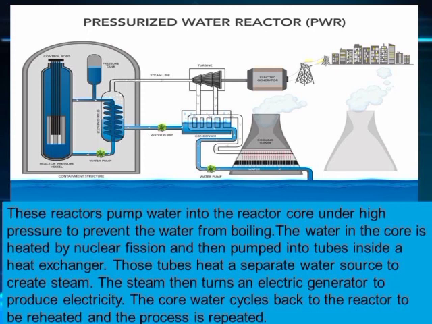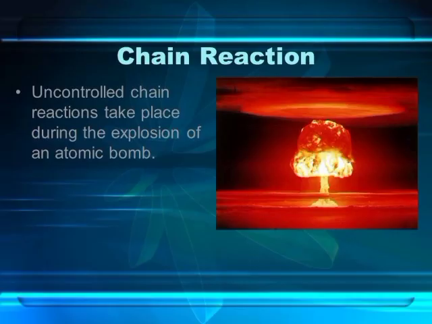So, the only difference is that the PWR has a pressure tank to prevent the water from boiling, while in the BWR the water really boils. And an uncontrolled chain reaction takes place during the explosion of an atomic bomb. So, that is another example of a chain reaction, an uncontrolled chain reaction, which is the explosion of an atomic bomb.